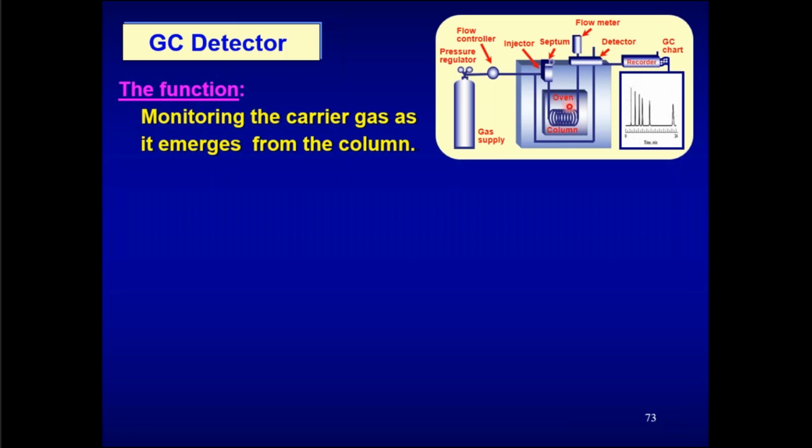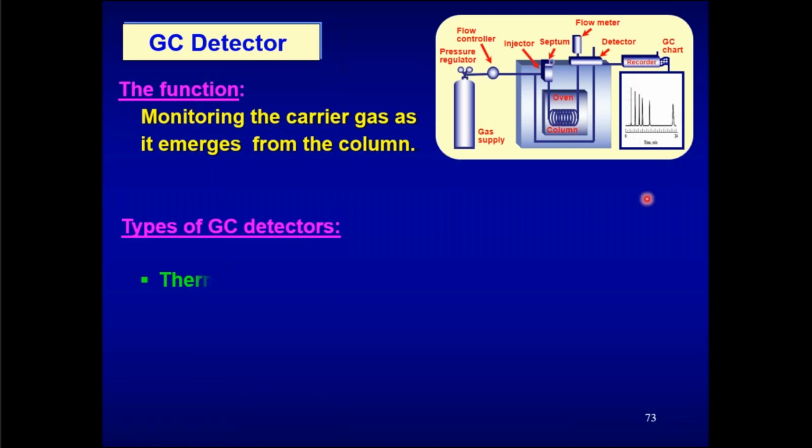So the samples are passing through the column, separations are taking place, and one by one the various components are reaching the detector. The detector senses them and gives rise to some response in the detector.